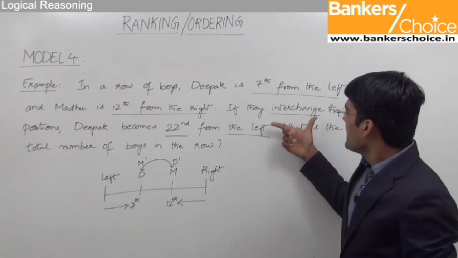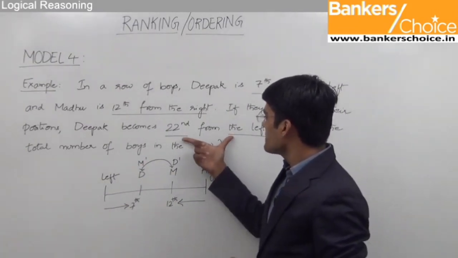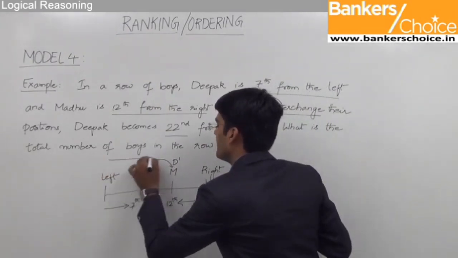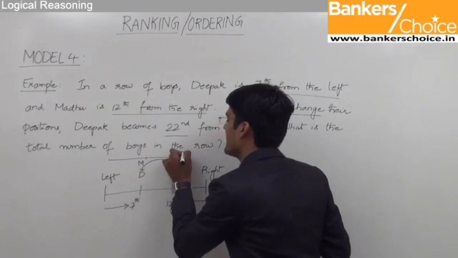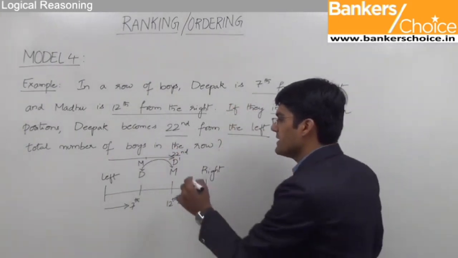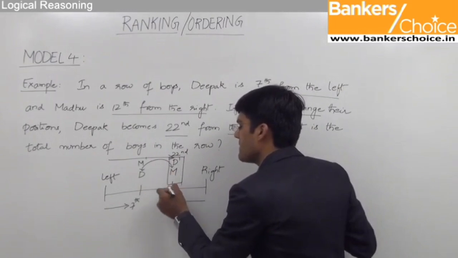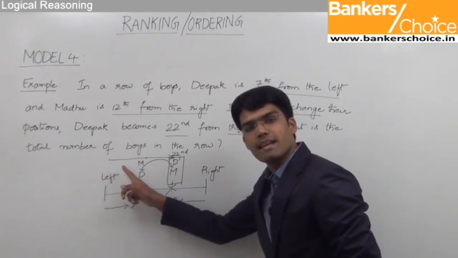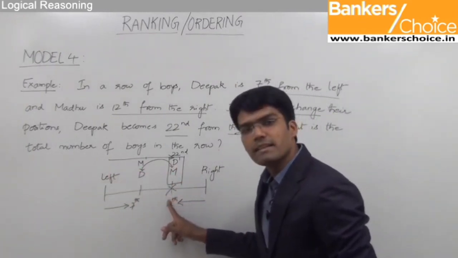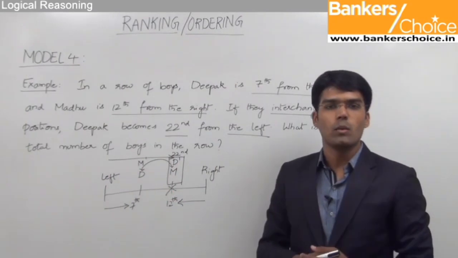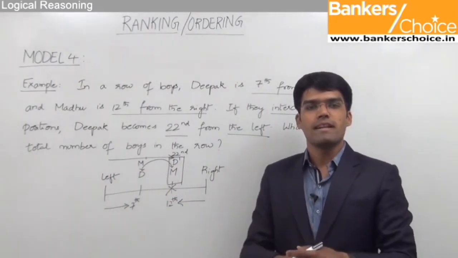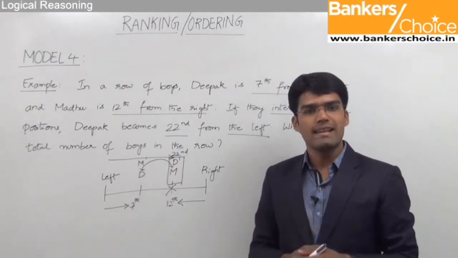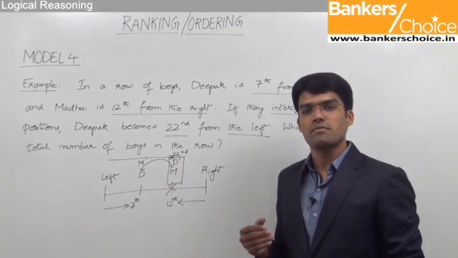Now the statement says if they interchange their positions, Deepak becomes 22nd from left. As we know that Deepak has come to Madhu's place, we can say that this new position is 22nd from the left end. As you can see, we have now come to know the same position from two different ends of the row. That is, this particular position is 22nd from the left end and 12th from the right end. As we have discussed in model 1, when we know the position from two different ends, we can find out the total number of persons as L plus R minus 1, where L is the position from the left end, R is position from the right end.